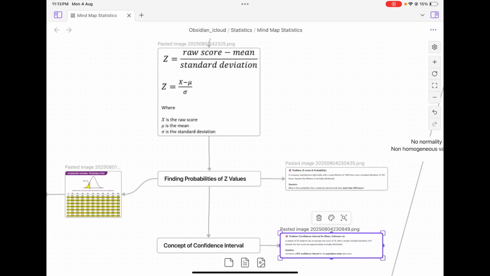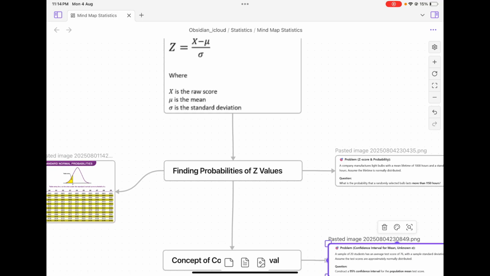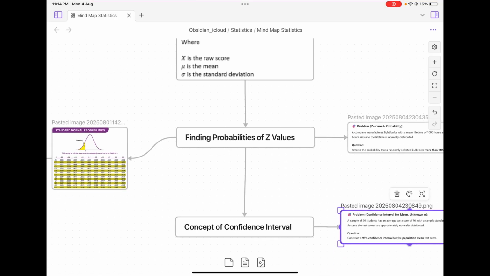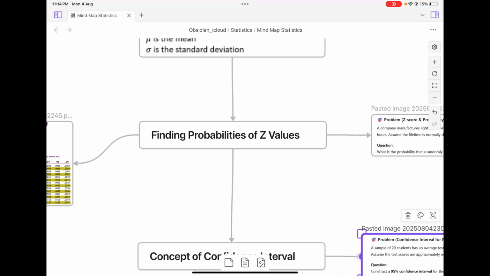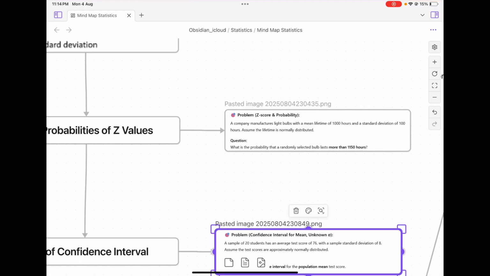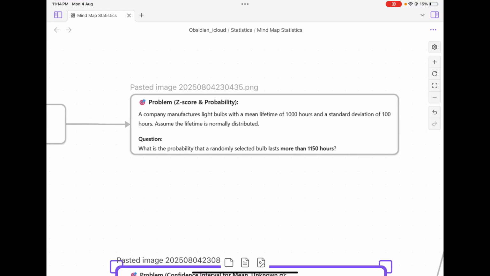In the last video, we have seen how to calculate the Z score in a normal distribution. Now, in this section, we will study how to find probabilities with these Z values. For this, let us take an example here. A company manufactures light bulbs with a mean lifetime of 1000 hours and a standard deviation of 100 hours. Assume the lifetime is normally distributed.